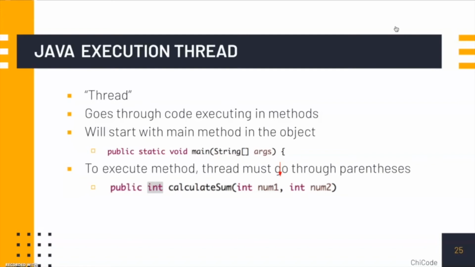Our thread will always start with the main method in the object. So you will see that we had this method in our original Hello World class that we had created. The thread will always come through here first, and then it will continue on with the rest of the code. To execute any method, the thread must go through the parentheses. So the thread will come through here, through this arrow, and continue into the rest of the block. Now this is just a basic concept. As we move further into the different aspects of Java, I will teach you more about what happens behind the scenes with the Java execution path.